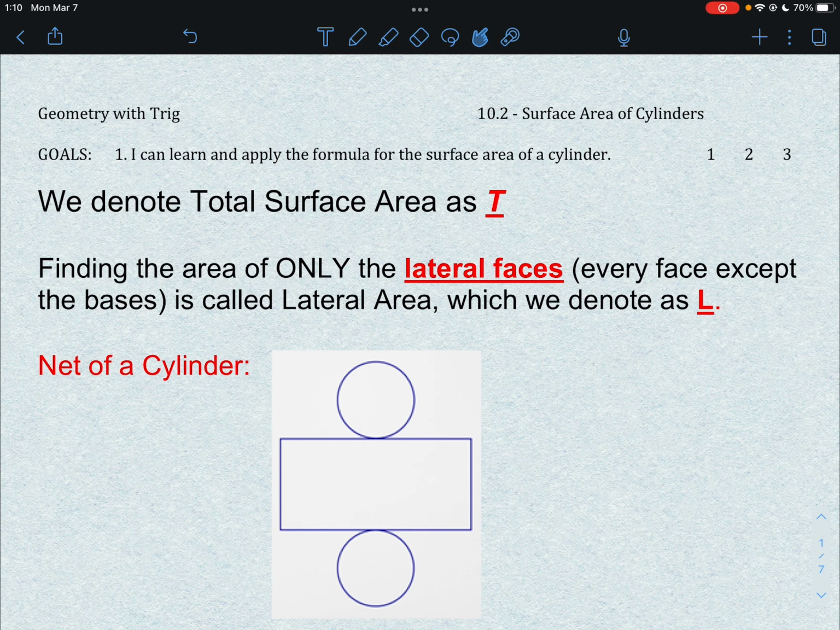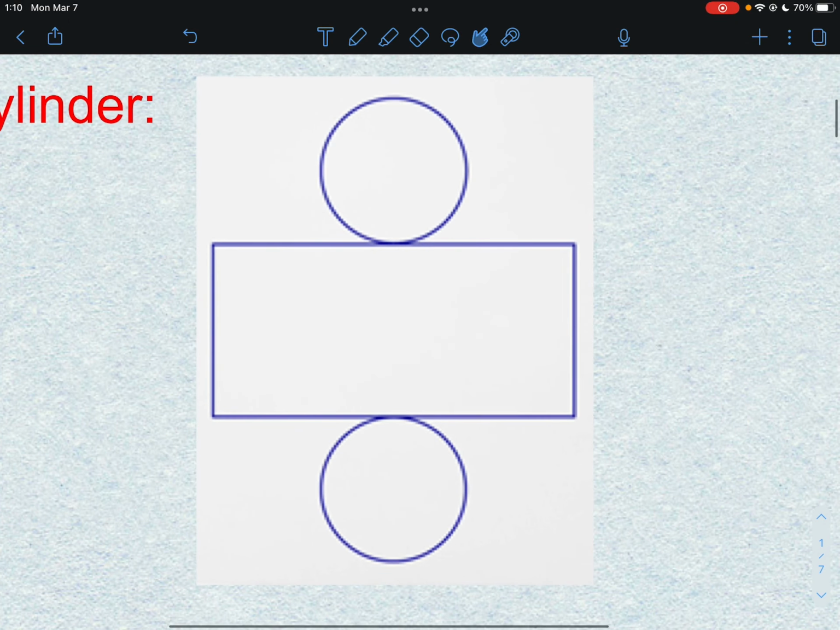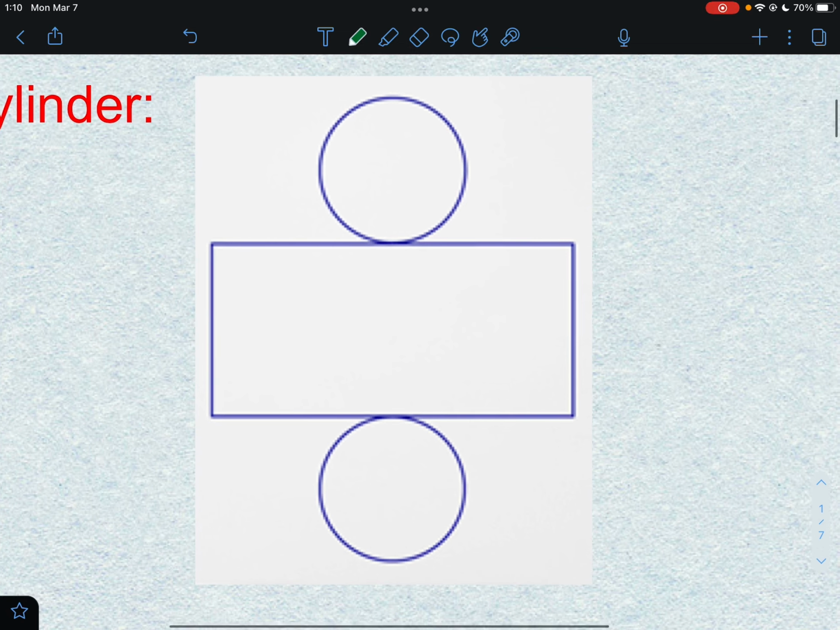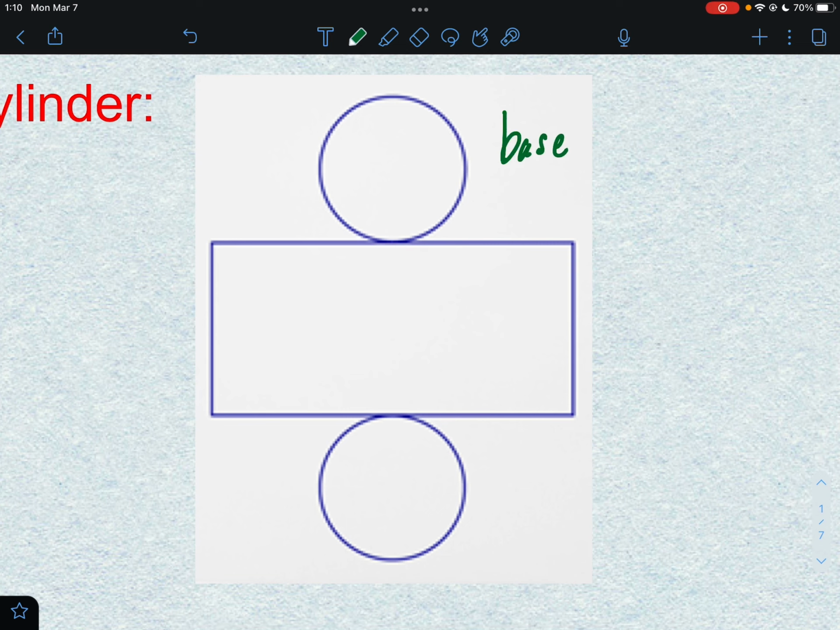Let's take a look at the net of a cylinder, and that's what we talked about in our last video. First of all, this is a base up top. It's a circle. This is a base down low. It's also a circle. And then that's a radius, and that's a radius. This is the height of our rectangle, and this rectangle is called our only lateral face.